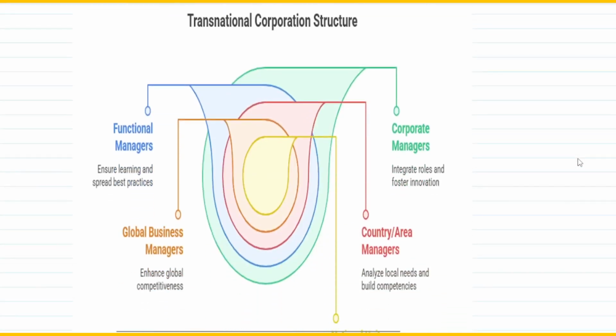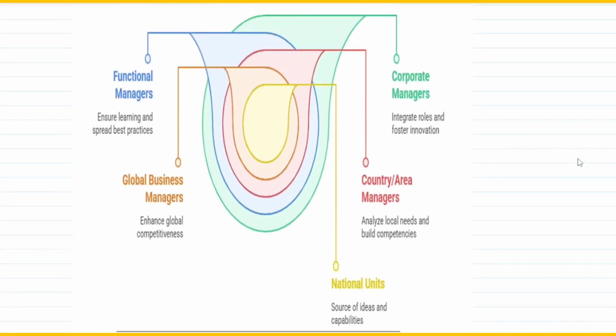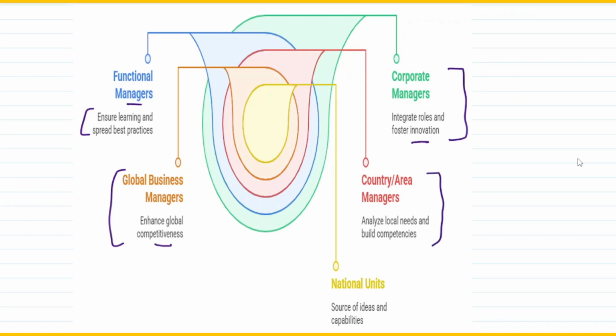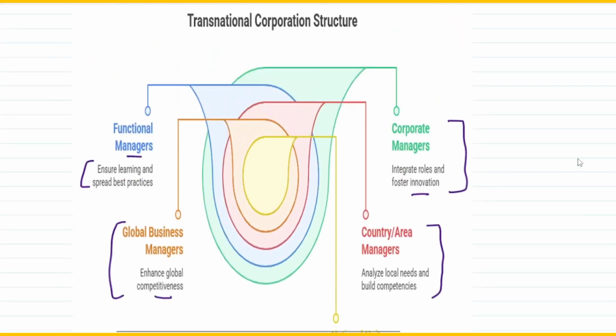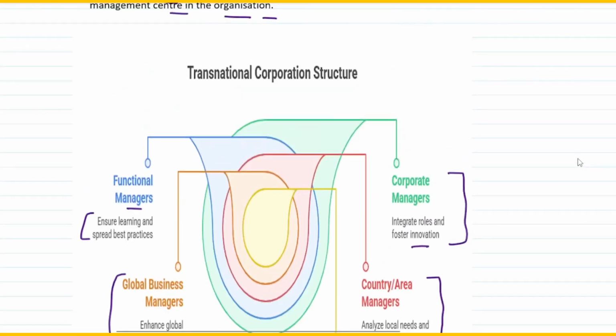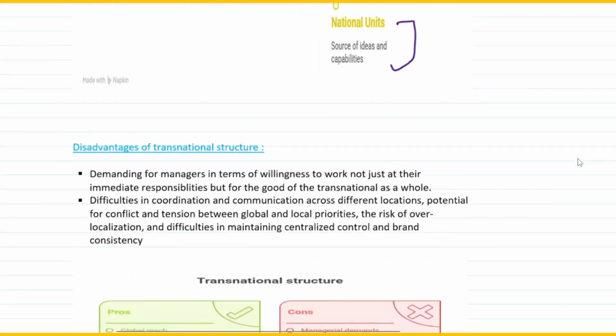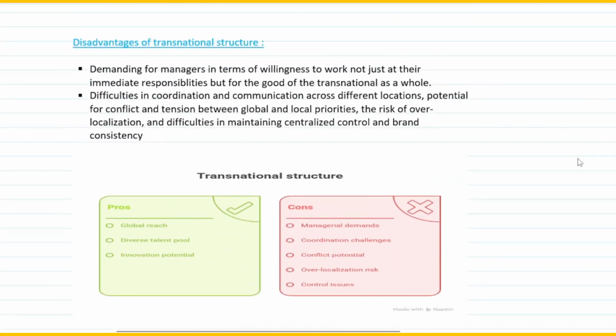So I've just summarized all these points, the characteristics, in our diagram. First of all, the functional managers basically have to ensure learning and spread best practices. Then the global business managers basically enhance the global competitiveness. The corporate managers integrate the roles and foster innovation. Country or area managers analyze the local needs and build competencies. And the national units are basically the source of ideas and capabilities. So if you just summarize this diagram, that is more than sufficient for you to explain the transnational corporation structure, right? Moving on, what are the various disadvantages of transnational structure?